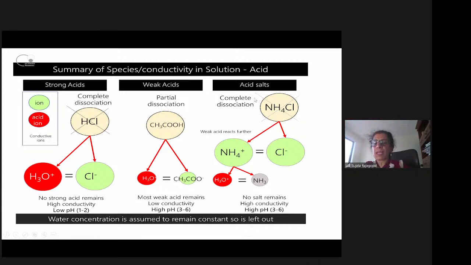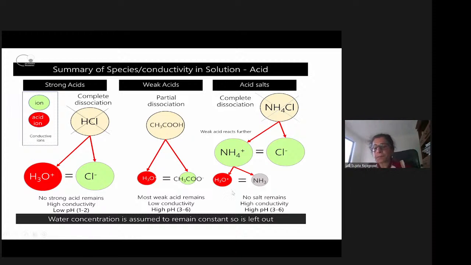Acid salts, they all completely dissociate. So NH4Cl dissociates into NH4 plus and Cl minus. And that will further dissociate into what? H3O plus and NH3. So whenever an acid salt is given, you have two steps to write for your ionization. First is the acid salt itself dissociating into its two ions, and then it further dissociating into hydronium and its other conjugate base.